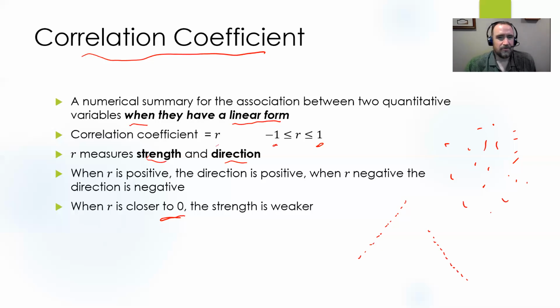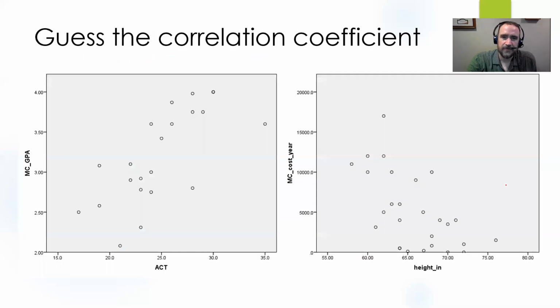So numbers like 0.8, 0.9, those are really strong correlations indicating my data is very closely related. My two variables are very closely related, and I've got a very clear trend going on. Correlations that are more like 0.0, 0.1, 0.2, those indicate a lot less connection between the variables and a lot more scatter going on in the data. I'm going to encourage you to pause the video and try to guess the correlation coefficient for each of these.